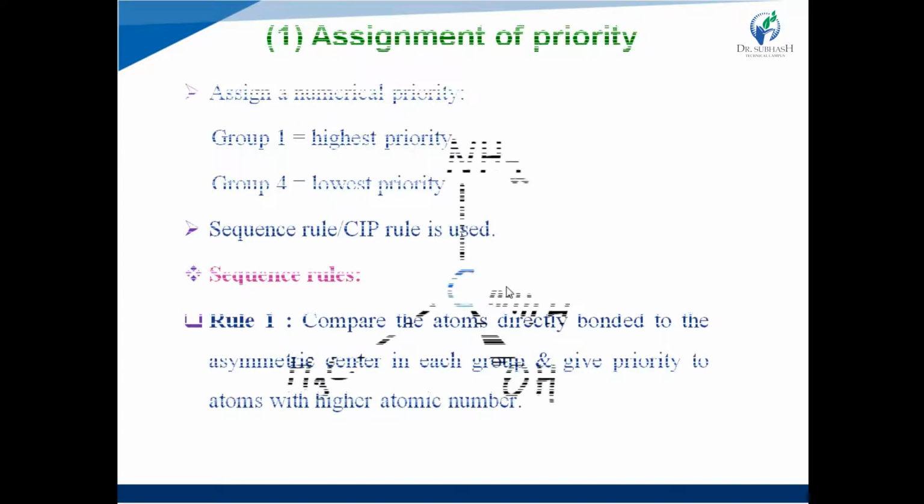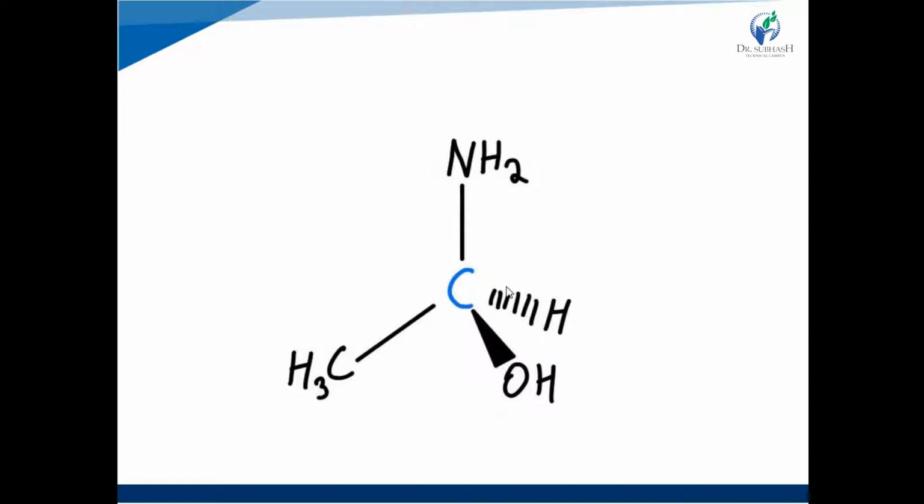See the example. The blue colored carbon is the chiral center or asymmetric carbon to which four different groups and atoms are attached: amino group NH2, methyl group CH3, hydroxy group OH, and one hydrogen atom. Now see which atom is directly attached to the chiral center from each group. From the amino group, nitrogen is directly attached, from the methyl group, carbon is directly attached, and from the hydroxyl group, oxygen is directly attached to the chiral center, and the fourth one is a hydrogen atom.